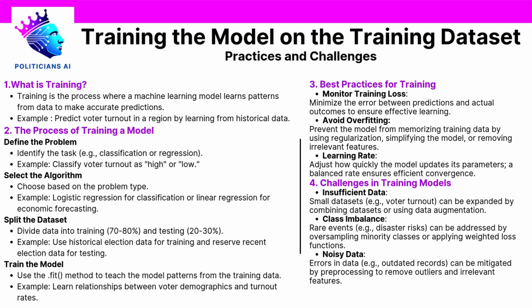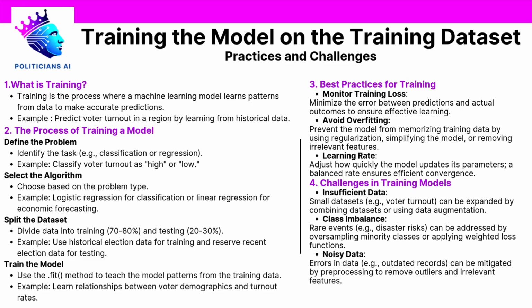However, we need to be cautious about overfitting, which occurs when the model performs exceptionally well on the training data but poorly on new, unseen data. For example, if the voter turnout model memorizes specific data points from past elections, it may fail to generalize to future elections with different conditions. To address overfitting, we can use regularization techniques that penalize overly complex models or simplify the model by removing less important features, such as minor variations in voter age groups.